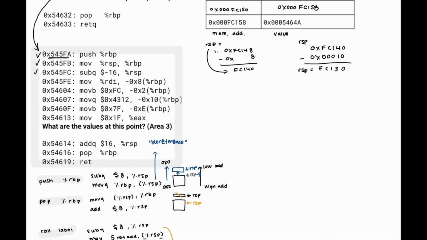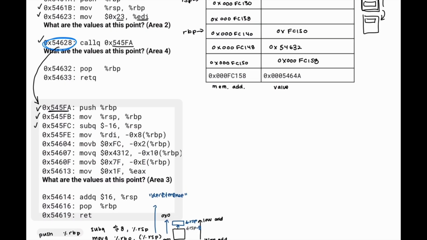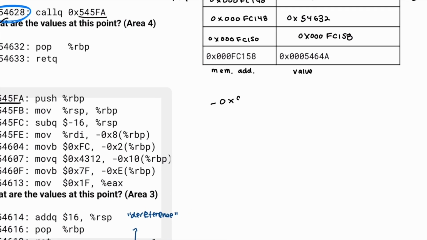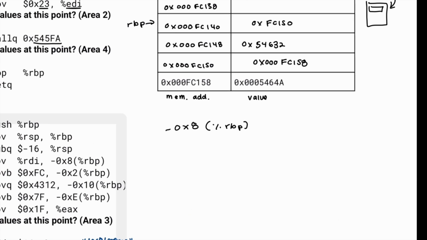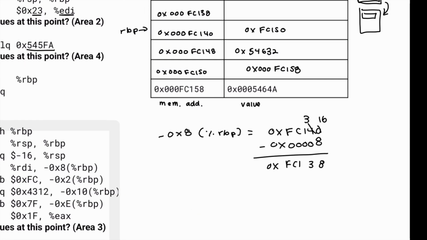Our next step is we're going to move RDI into minus 8 RBP. Minus 8 RBP doesn't actually change the value of RBP. It's just using RBP to access other values within the stack. So if we do RBP minus 8, this is the same as subtracting 8 from 0xFC140. So we're going to get 0xFC138.